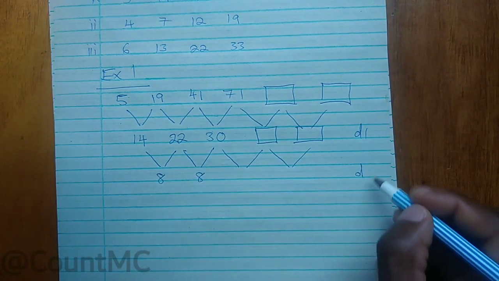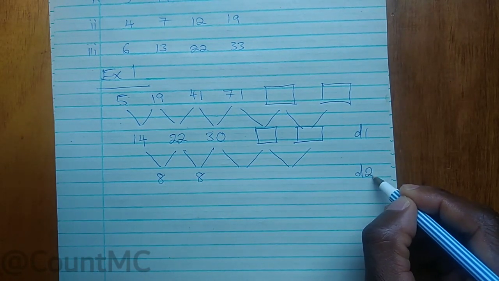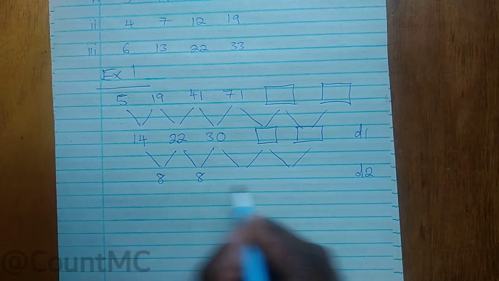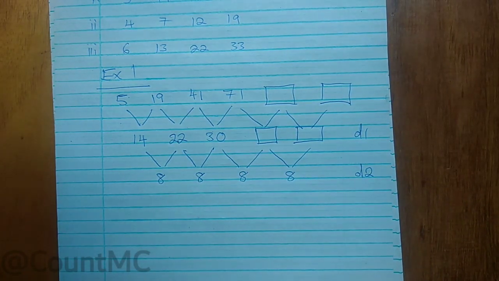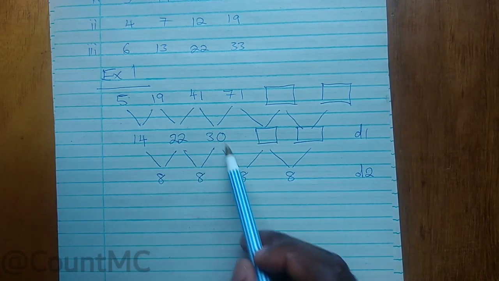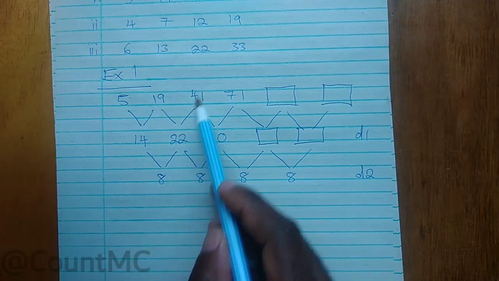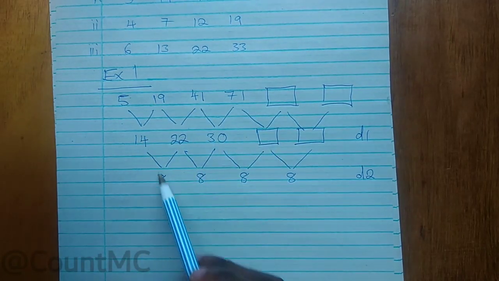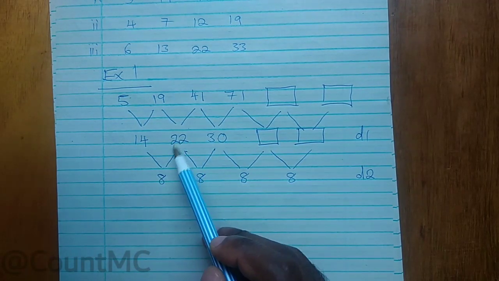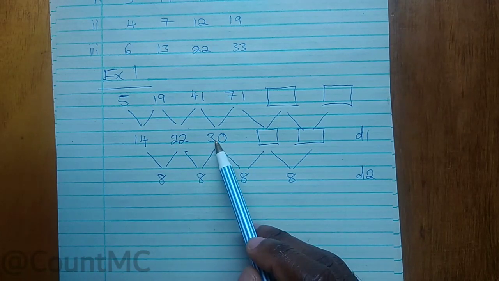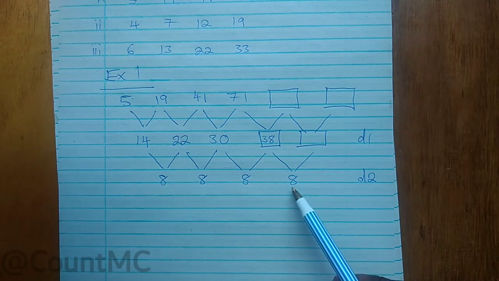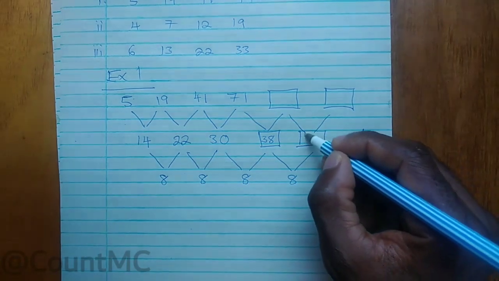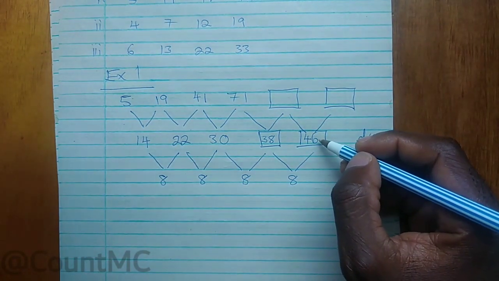So this seems to be consistent throughout. So it's a quadratic pattern. So D2 will be the same throughout. So I write 8, 8. Now remember, the wave patterns still work throughout. Okay. So 14 plus 8, you get a 22. 22 plus 8, you get a 30. 30 plus 8, so this number is a 38. 38 plus 8, that's a 46.